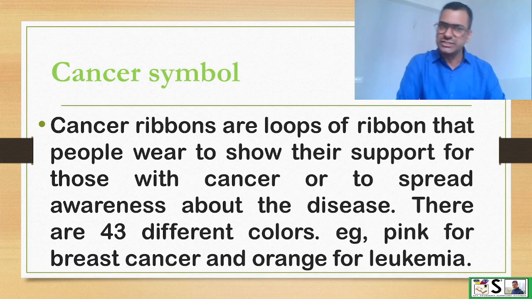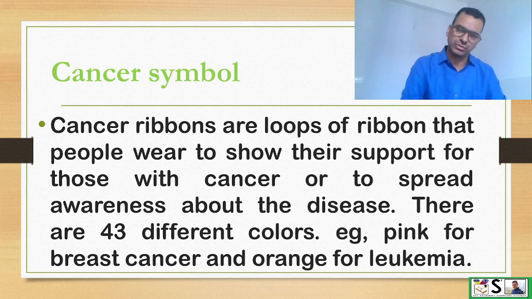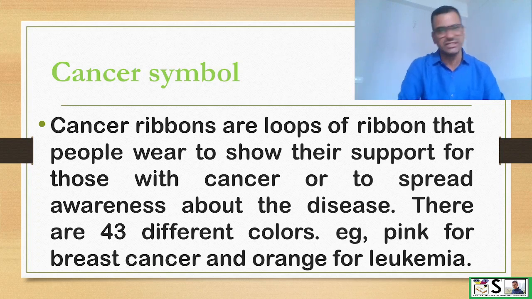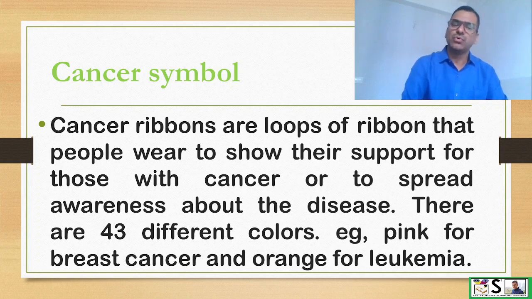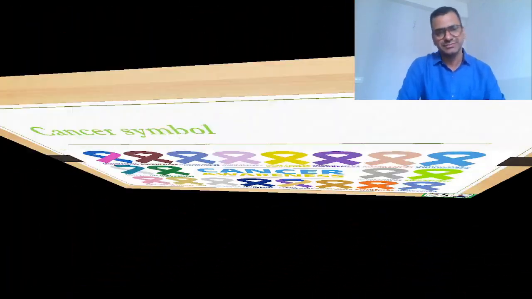Let us discuss now what is the cancer symbol. Actually, cancer ribbons are there which show awareness about a particular type of cancer, and these ribbons are also worn on the body to show unity with the cancer patients and to spread awareness. There are 43 different colors, such as pink for breast cancer and orange for leukemia.